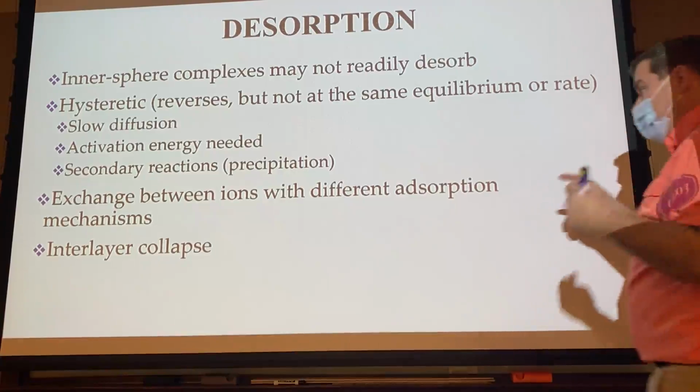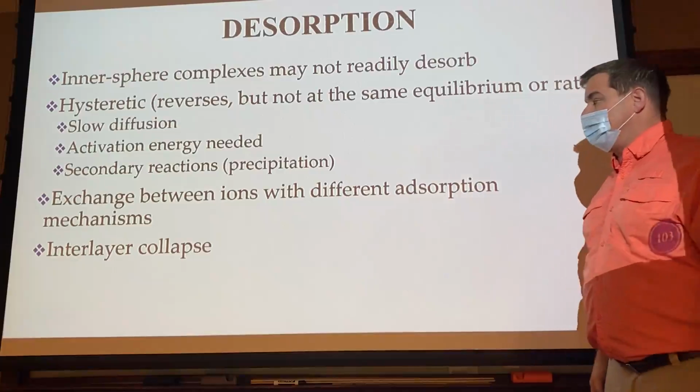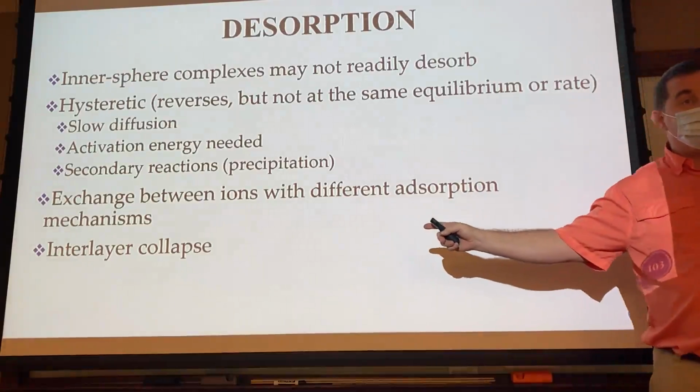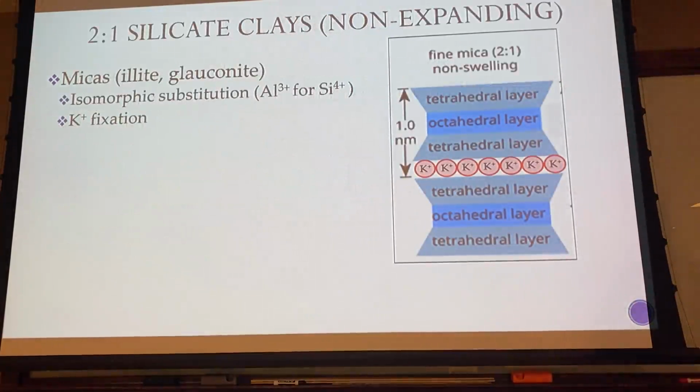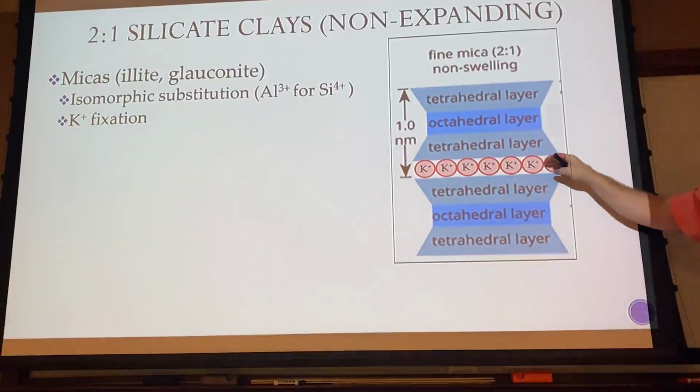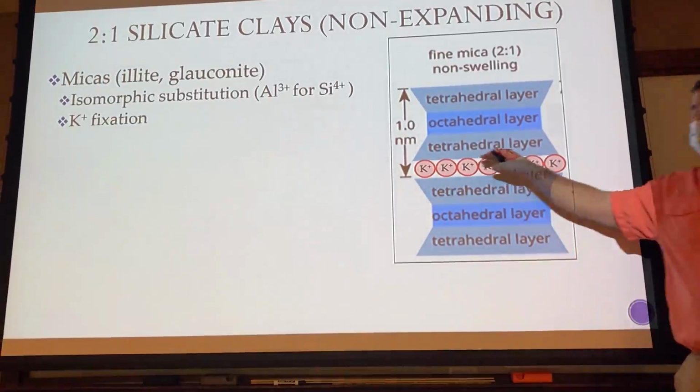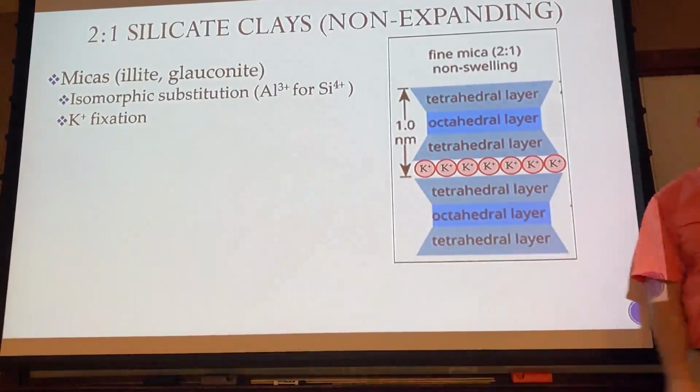And that exchange is going to be different with adsorption mechanisms. And then we also have to worry about this interlayer collapse. So you can have this adsorption, and now it may be that the desorption could happen very easily, but that layer is collapsed and has trapped the potassium or the ammonium inside this clay layer.